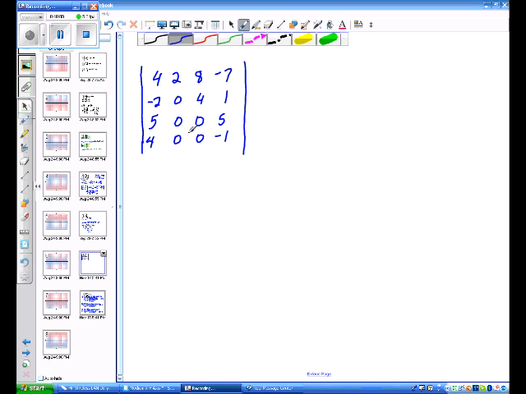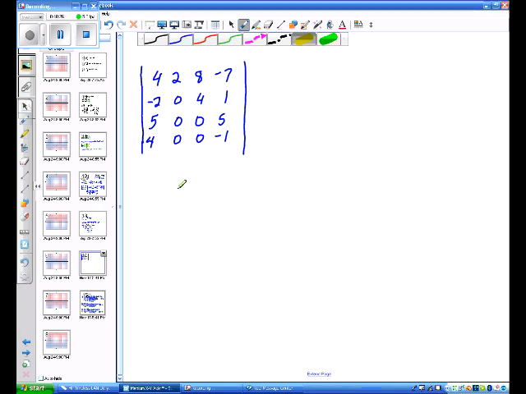Okay, here we have a 4 by 4, 4 rows and 4 columns. We want to find the determinant. Now, what we're going to have to do is to break this down into a smaller matrix. So we're going to pick a row or a column to expand it about.